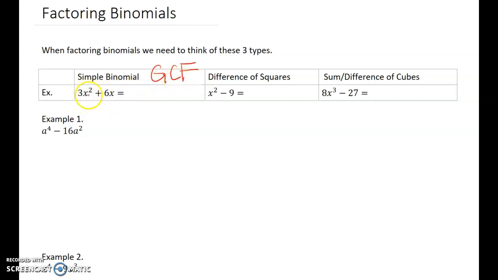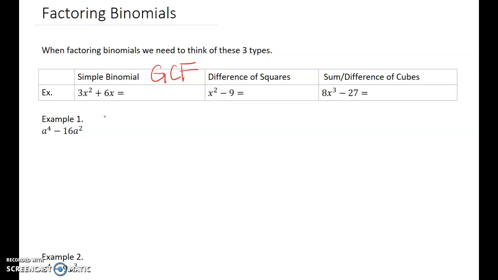So let's look at the x's. Does each of these have at least one x? Yes, this one has 1 and this one has 2. So my greatest common factor here would be a 3x, and I would factor that out. And that's all I would do with a simple binomial.